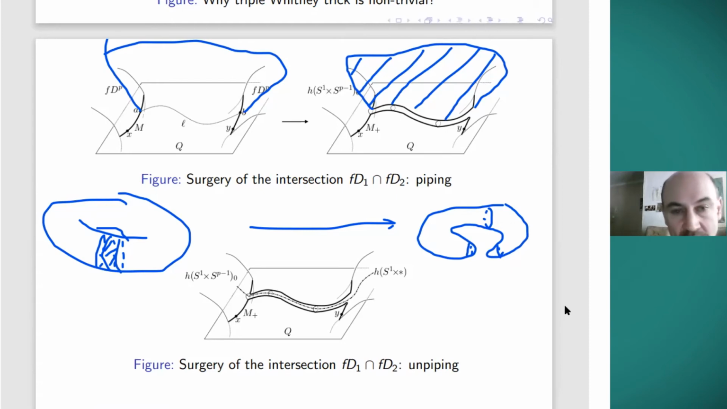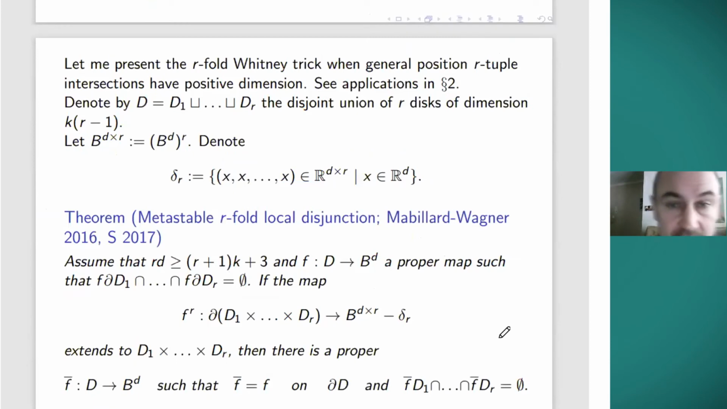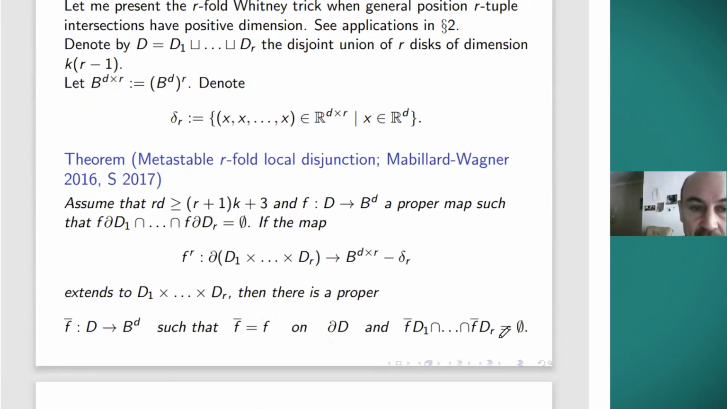Of course, when they generalize to other situations, generalizations already become different. Let me present a generalization of the R-fold Whitney trick to the case when general position R-tuple intersections have positive dimension. As I told you, applications are stronger counterexamples to the topological Tverberg conjecture obtained in a paper by Avakumov, Karasov, and myself.